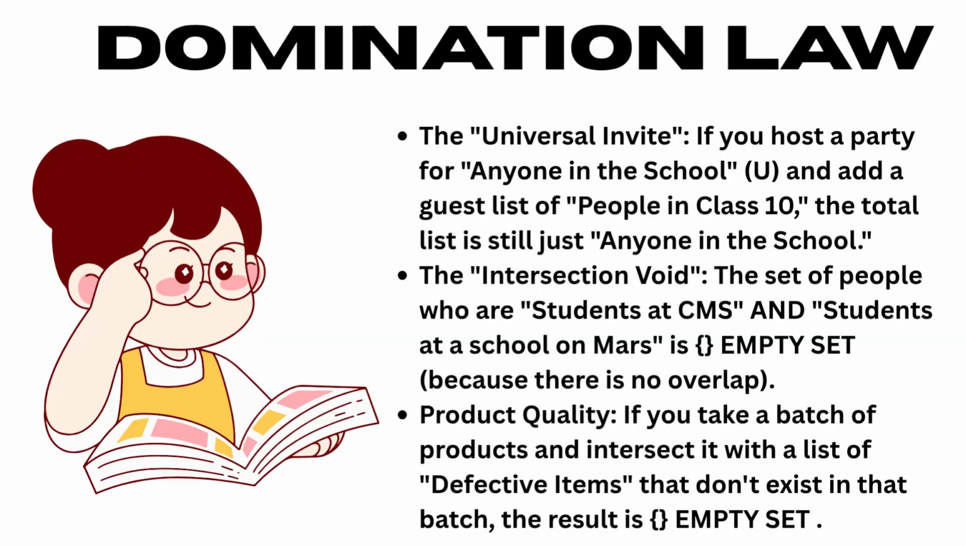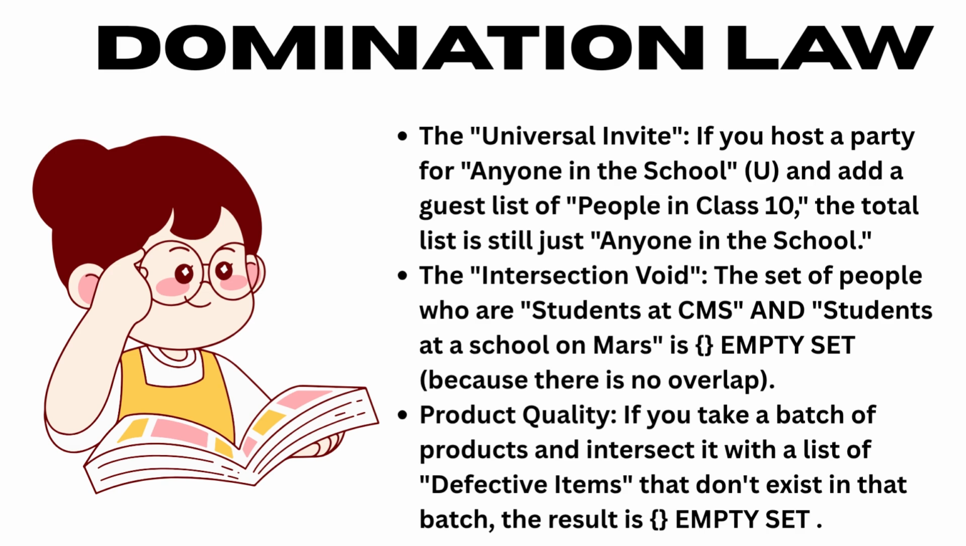Domination. The universal set wins in a union. The empty set wins in an intersection. Simple. A intersection empty set is always empty set. You can't have an overlap with nothing. Let's understand it with more examples.